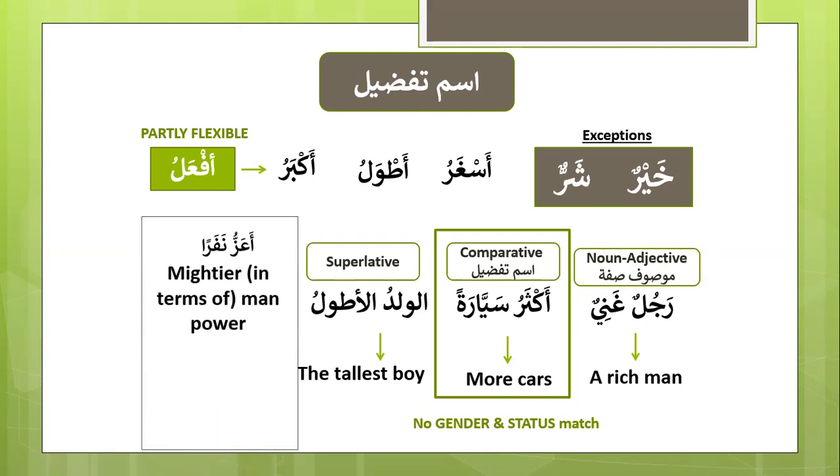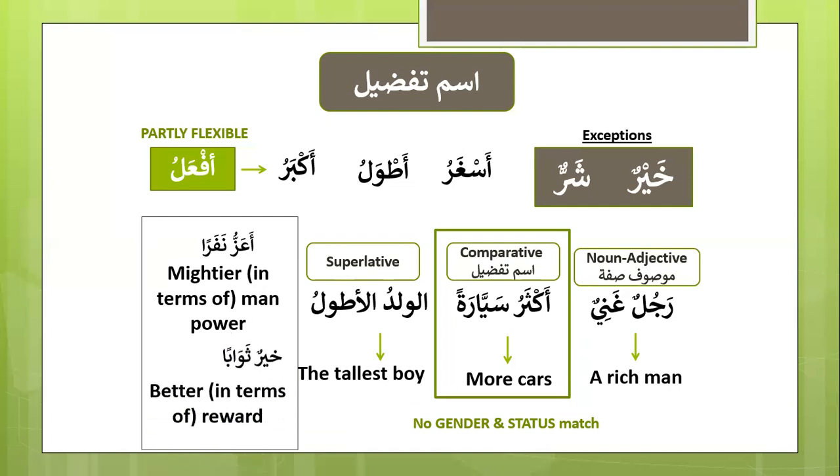Okay, some of the examples you can see, azzu nafaran, mightier in terms of manpower. So mightier in terms of what? Like you're mightier in terms of strength, you're mightier in terms of wealth, you're mightier in what way? In political power, in power in a company. So here, just to clarify that this person is mightier in terms of manpower. He's got more people to work for him.